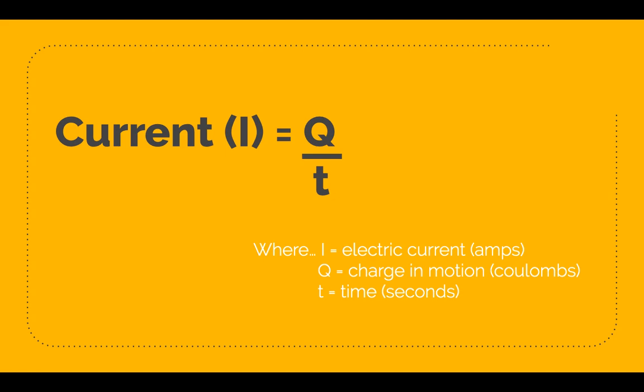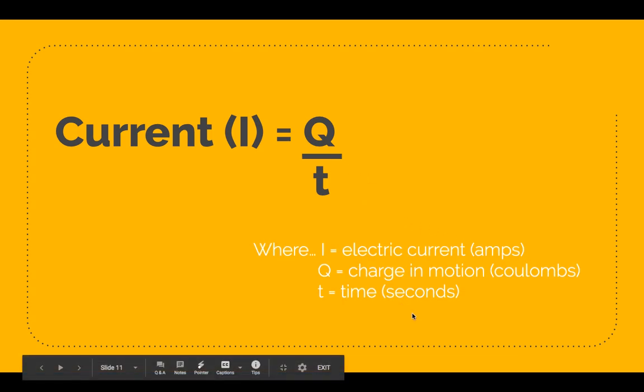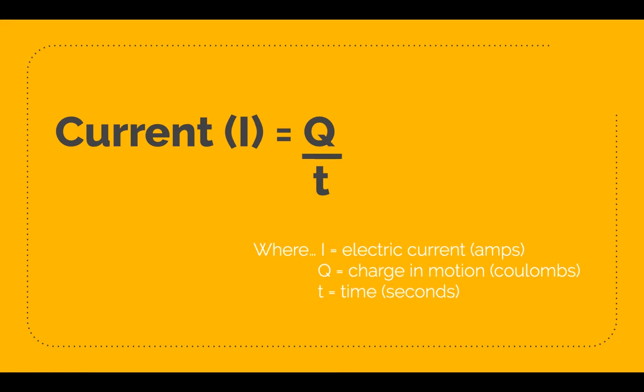So we can calculate current by dividing charge in motion, which is symbolized by the letter Q in coulombs, by time in seconds. We are never going to have to calculate current. That's something you may do in physics, but just know that this is the equation that you can look to calculate current. So I is electric current in amps, Q is the charge in motion, which is coulombs, and t is time in seconds.